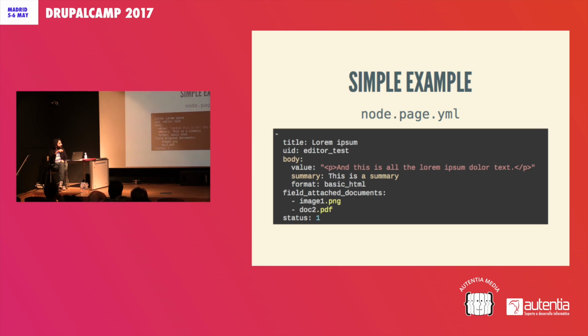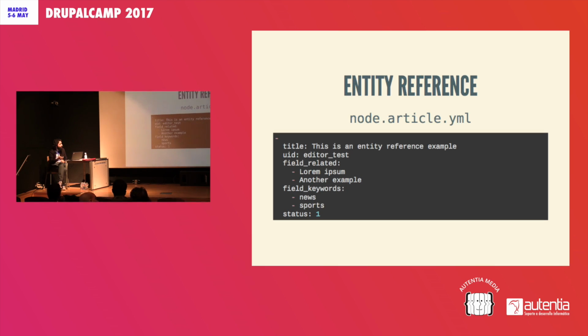You can have your body field like this. You can specify only the value, and these two will take default values, but in this case, we specify them. And what I was talking about before, that you can have attachments, and you just have to put these two files in a files folder. It's as simple as that. And the status for this content is going to be published. So you can also have entity references. Actually, the UID for the node is an entity reference inside the core, but it's more familiar to have a field tags or a field keywords that are referencing taxonomy terms.